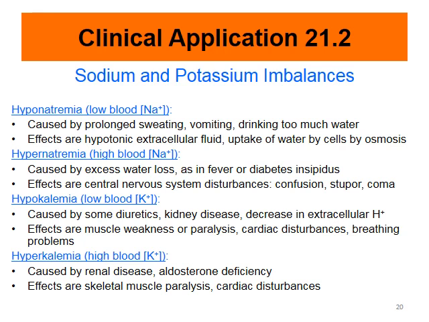Hypokalemia is going to be low potassium. It can be caused by diuretics, particularly the thiazide diuretics. It can also be caused by kidney disease and a decrease in the extracellular hydrogen. Again, hydrogen and potassium work in an exchange mechanism. The effects on the body are going to be muscle weakness and paralysis, cardiac disturbances, and breathing problems. Cardiac disturbances, you can die very quickly from a low potassium level.